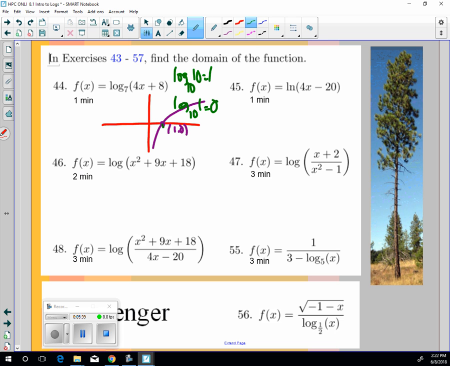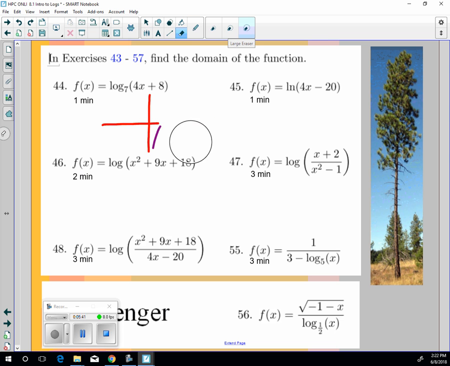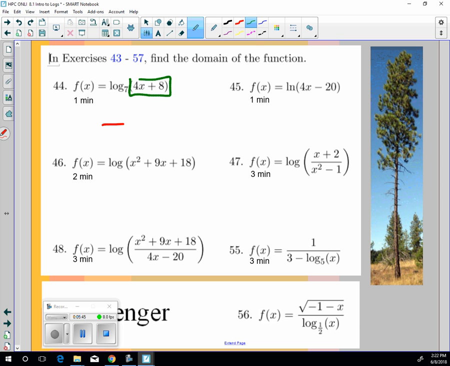Okay, so what do we do? Well, we know that the domain has to be greater than 0. So 4x plus 8 has to be greater than 0. So if it's greater than 0, 4x is greater than negative 8, x is greater than negative 2. And you would do that with all of these. These have to be greater than 0.